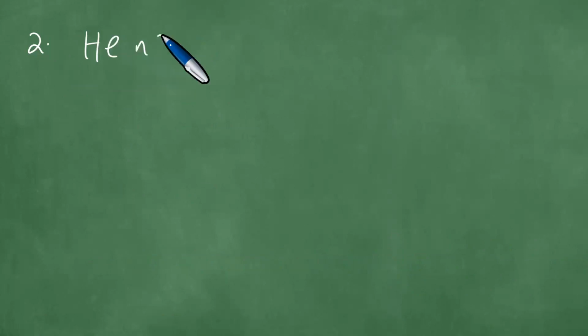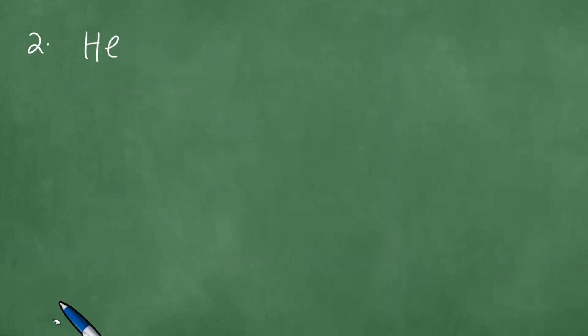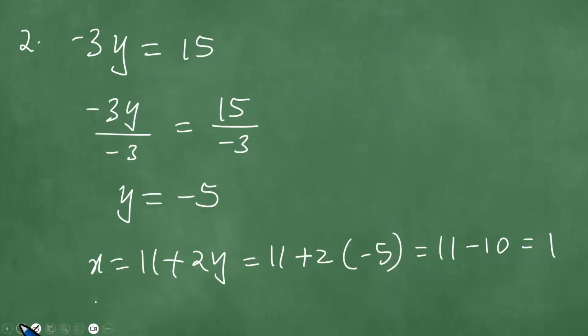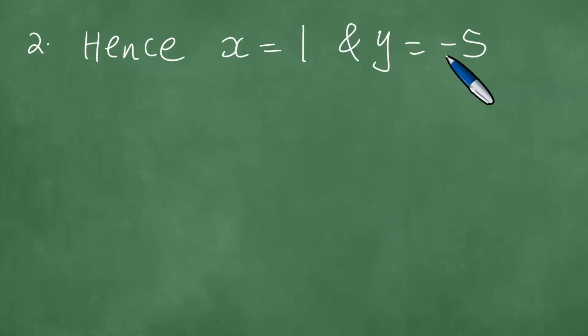Hence we have that x equals 1 and y equals minus 5. So these are the answers we're getting, and therefore we're done. This is what we have to do in this question there, Ayanda.